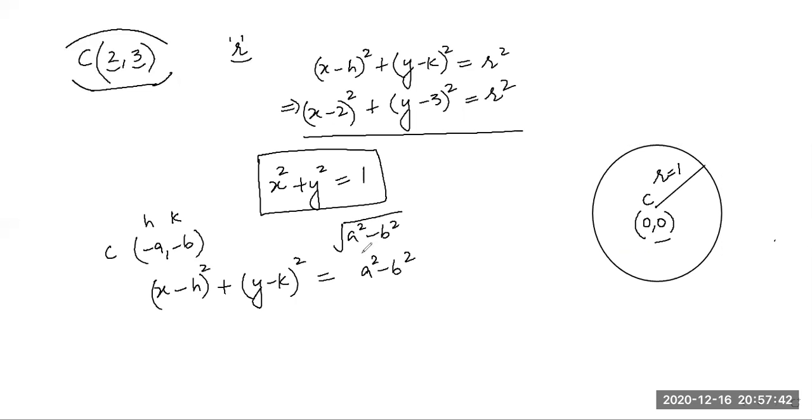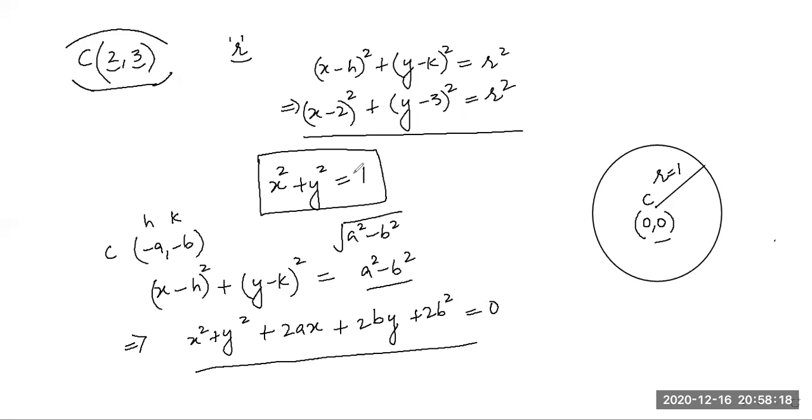Am I right, students? So now when you expand this, you'll get this equation: x square plus y square plus 2ax plus 2by plus 2b square is equal to 0. So just expand this, students. You would get this result. Okay. Well, this is done.